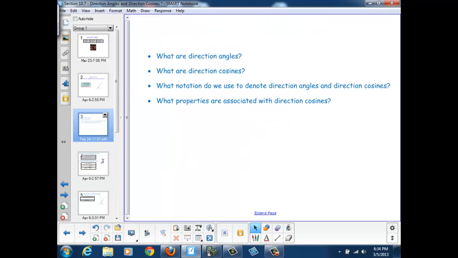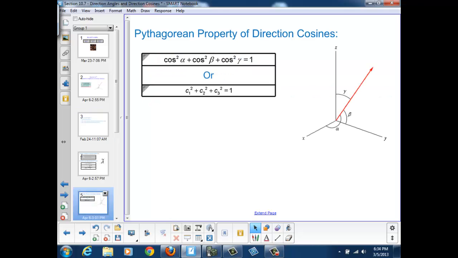What properties are associated with these direction cosines? Well, we have two properties. The first is the Pythagorean property of direction cosines, where the cosine of alpha squared plus the cosine of beta squared plus the cosine of gamma squared is going to be equal to 1. Or, using our direction cosine notation, C1 squared plus C2 squared plus C3 squared equals 1.